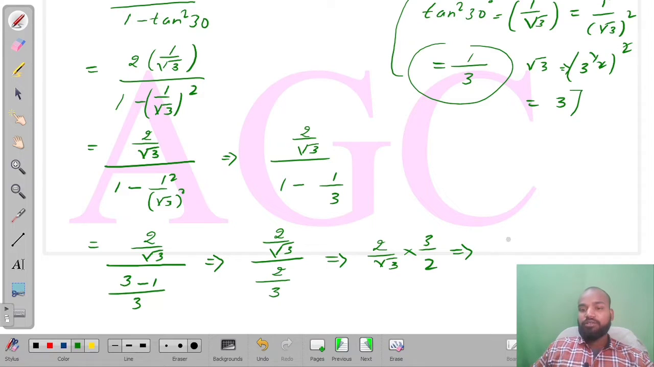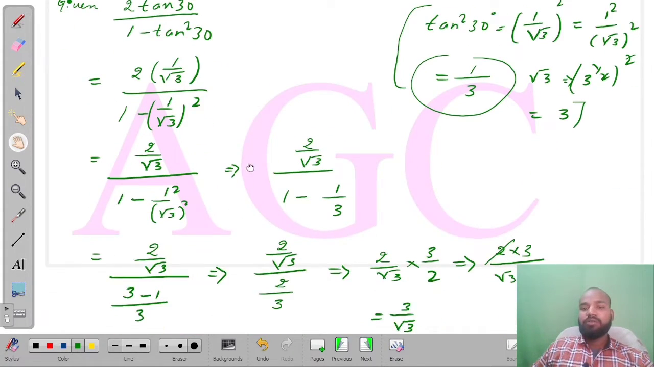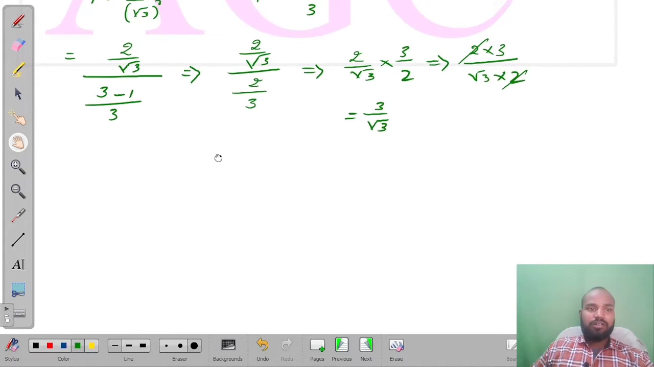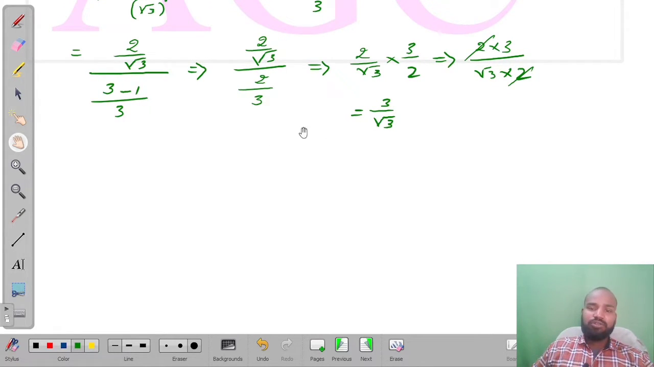So 2 into 3 by root 3 into 2. What do we get here? 2 into 3 is 6. Otherwise you can cancel here directly, no need to do all these things. The 2 is going to cancel. Then we get the answer 3 by root 3. Yes, 3 by root 3, but we don't have any such value in the given options. There are no trigonometric ratios present in 3 by root 3.